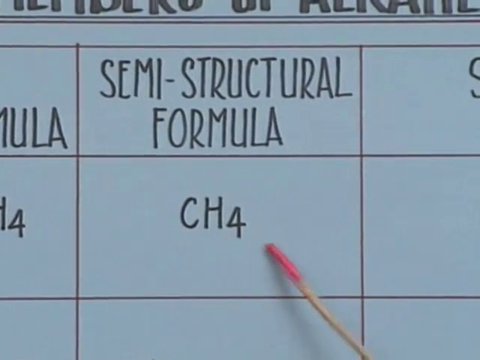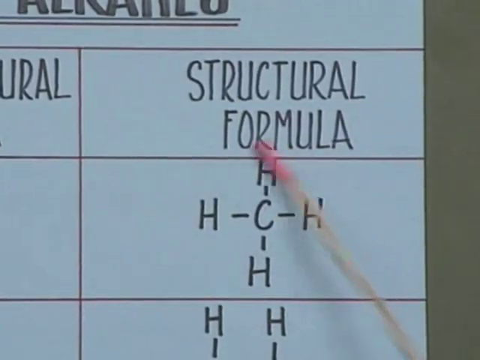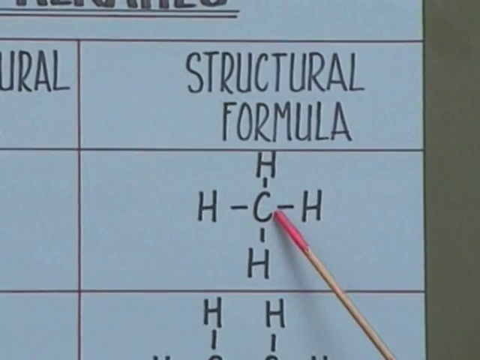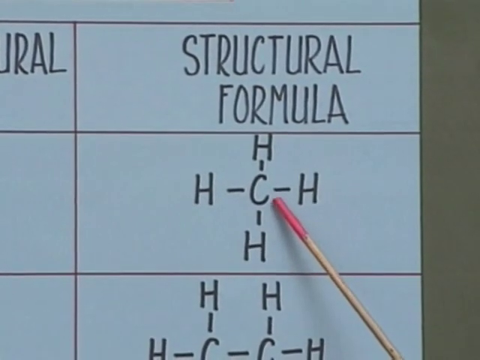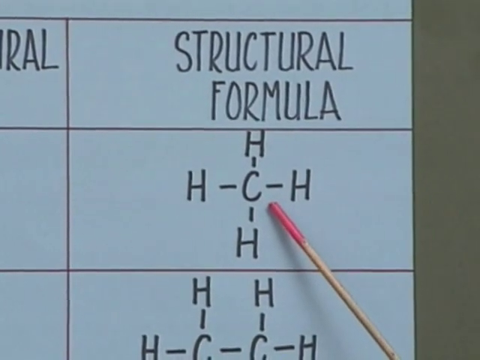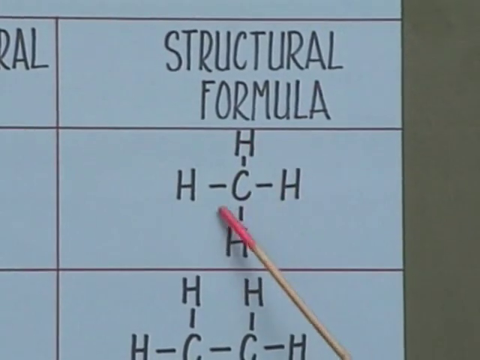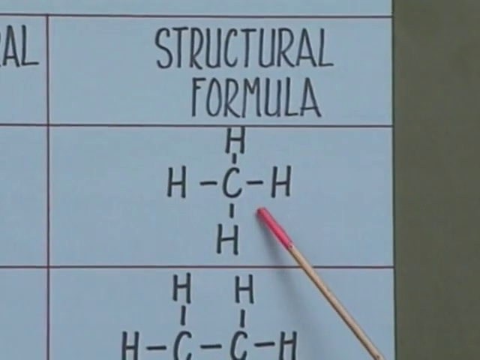semi-structural formula, still CH4. And this is our structural formula where we see the carbon is surrounded by 4 lines, each representing 1 covalent bond. You see, carbon belongs to group 4, so it has 4 unpaired electrons, and therefore it can form 4 covalent bonds as we see here.